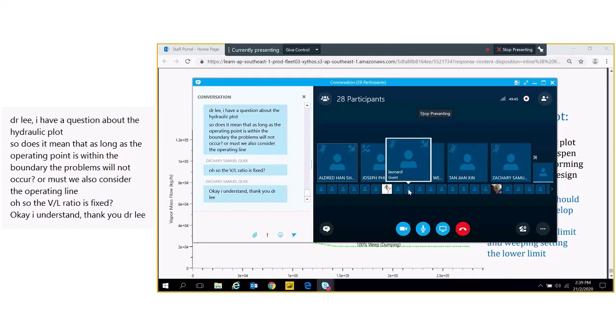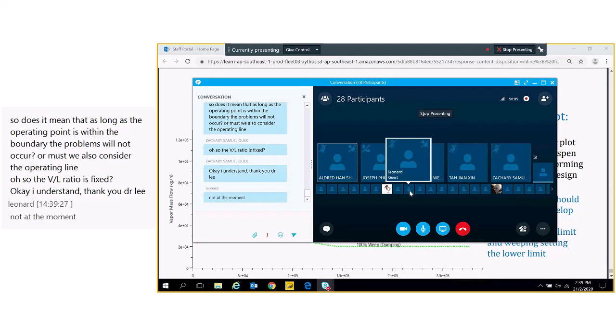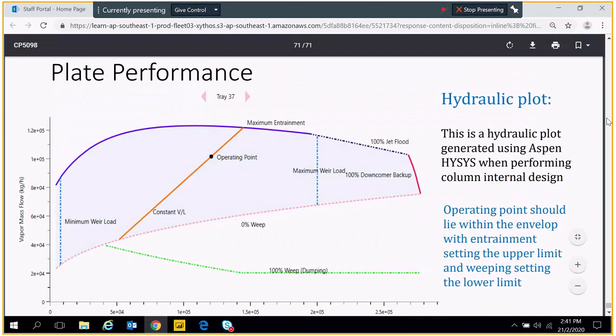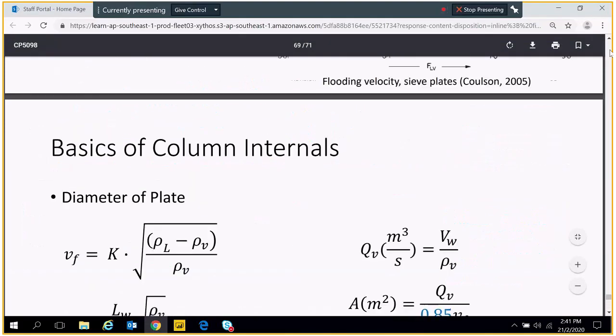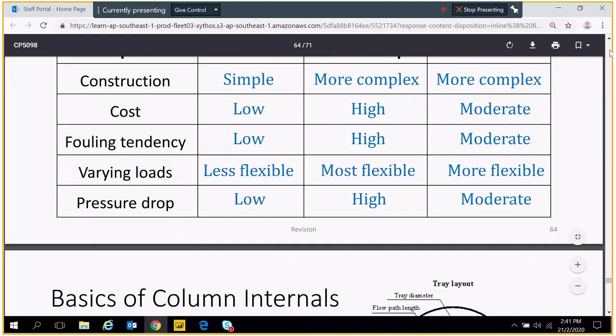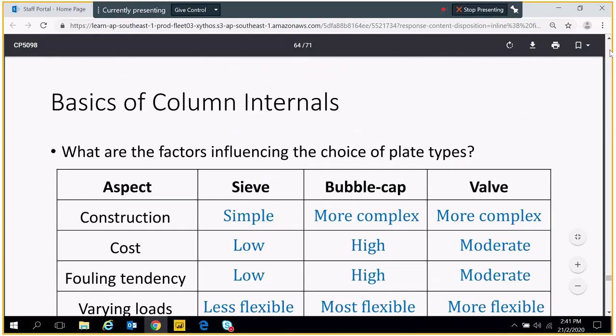Leonard, you have no question? Leonard, do you want me to unmute? Anyone want to speak? Let me know. Do you have questions on the revision slides? Any question on exercises or tutorial?